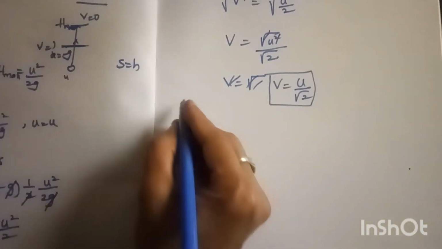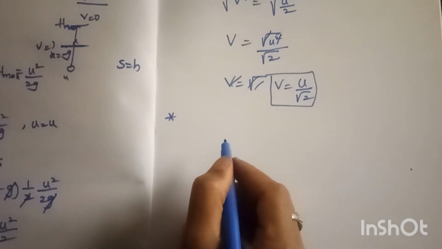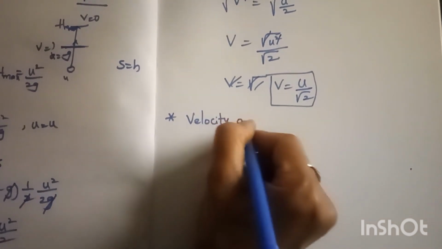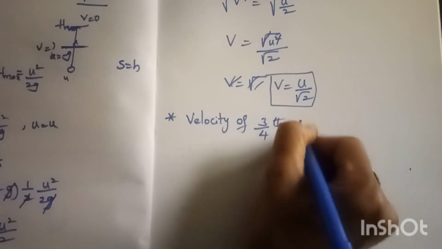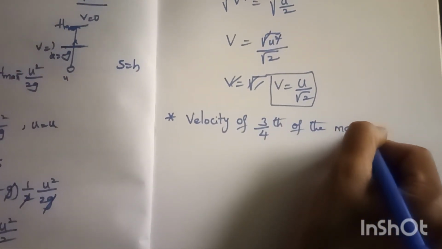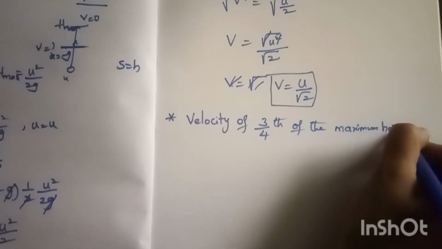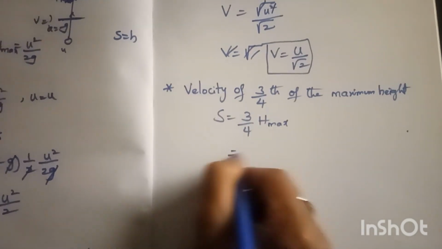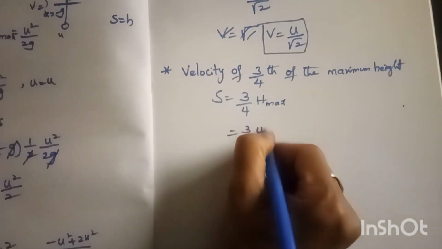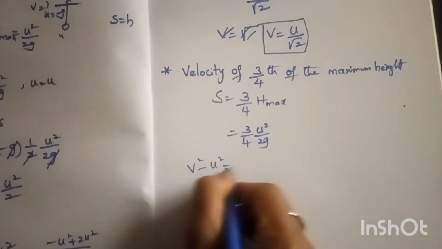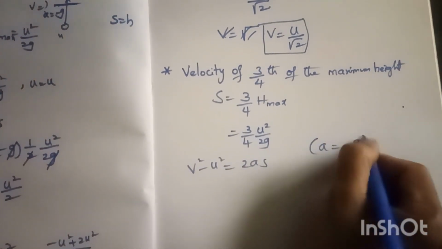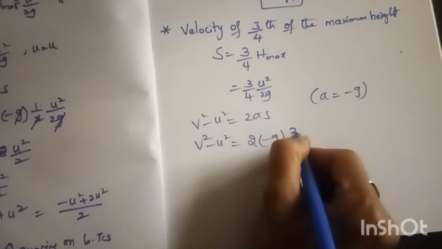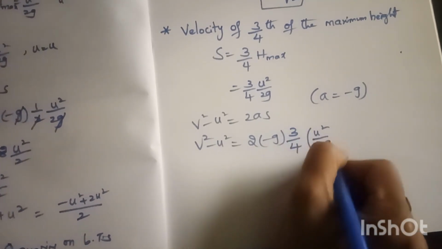Okay. Suppose they said to find the velocity at 3/4 of the maximum height, what will you take here? s equals 3/4 h maximum, where h maximum is u square by 2g. So v square minus u square equals 2as. a is minus g here for an upward journey only. So v square minus u square equals 2 into minus g into s, which is 3/4 u square by 2g.